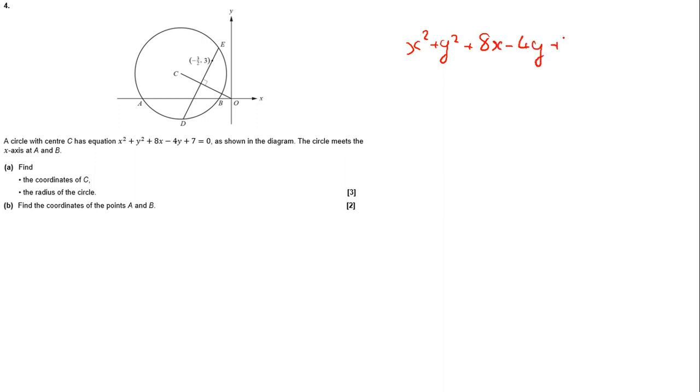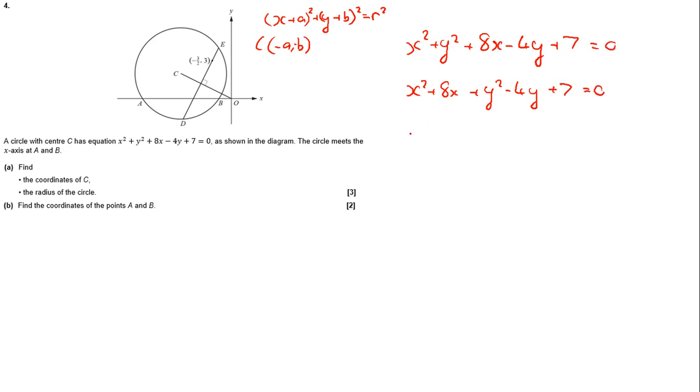Whenever you've got that, we just need to put it into the form of the equation of a circle, where you've got (x plus a) squared plus (y plus b) squared equals r squared, where negative a and negative b are your center and r is your radius. Okay, so we just need to put it into that form. You'll notice we need to put it back into squares, so we're going to complete the square. First off, I'm just going to bring the x terms together and the y terms together.